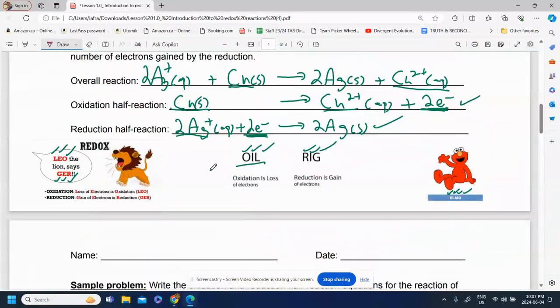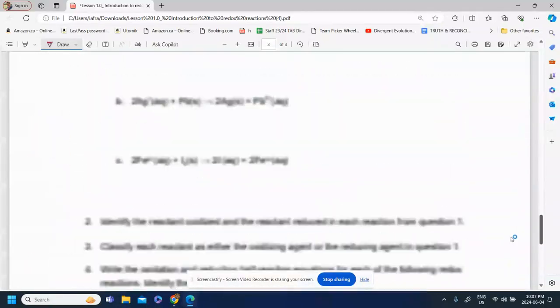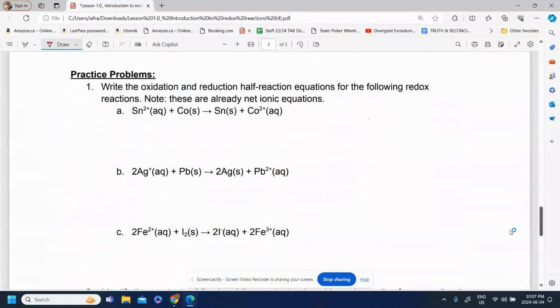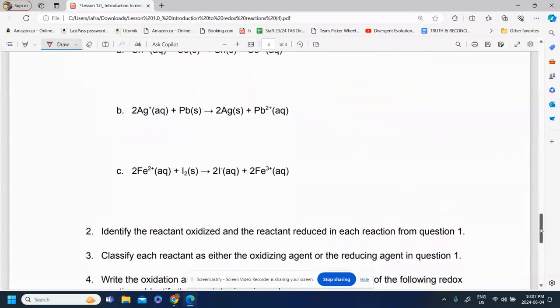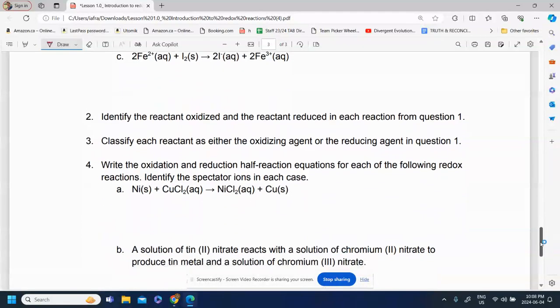We learned some tricks, mnemonics, to remember oxidation versus reduction. And again, you can make your own if you like. The sample problems you'll see on the next page, there is an answer key for you to reference, but your goal is to be able to classify reactions or separate them into half reactions, classify substances being oxidizing agents, reducing agents, and also determine if something was oxidized or was reduced.